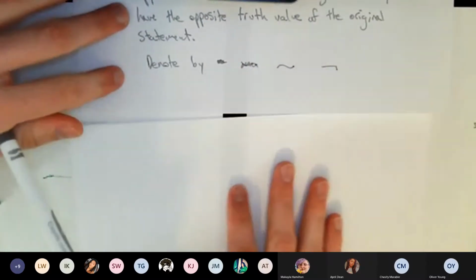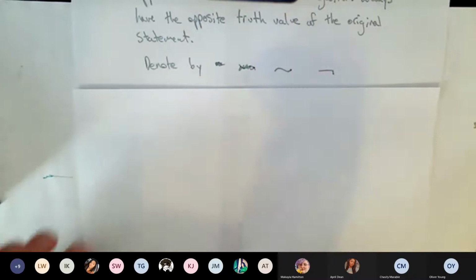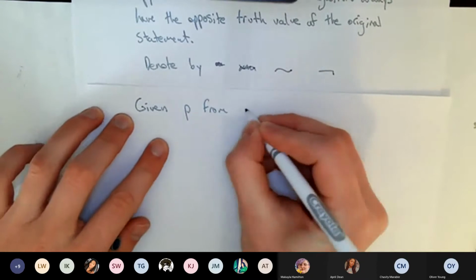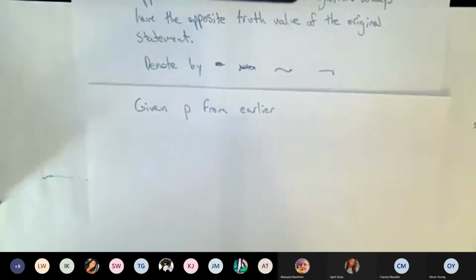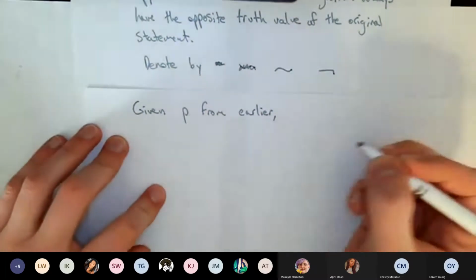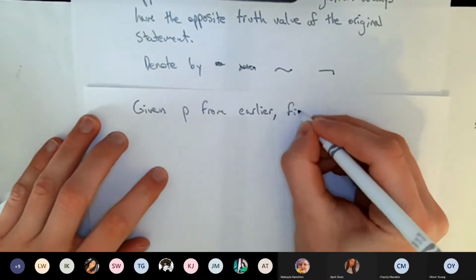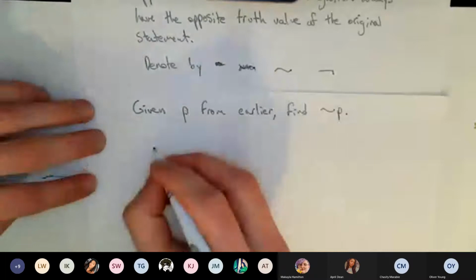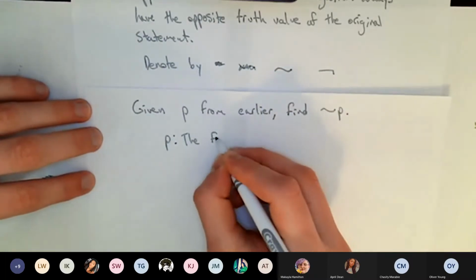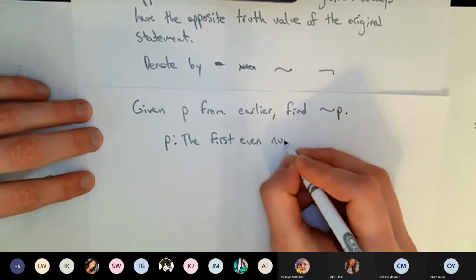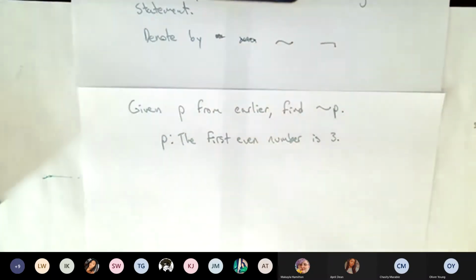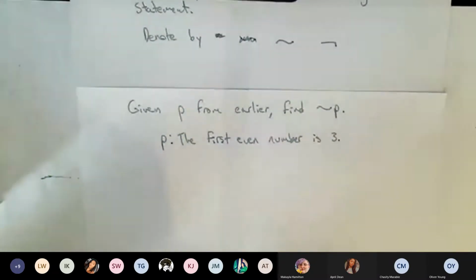All right, so let's do an example. Given P from earlier, which was P is the first even number is 3, find the negation of P. Well, P is the first even number is 3.